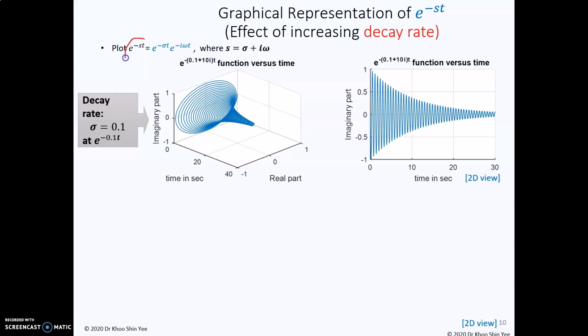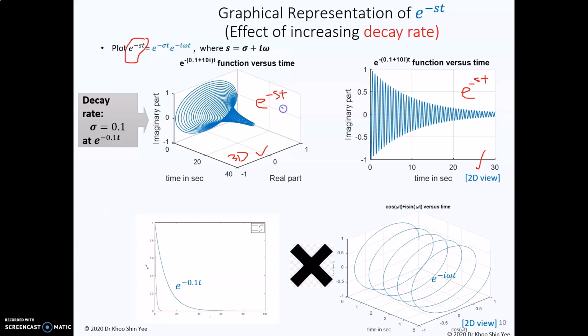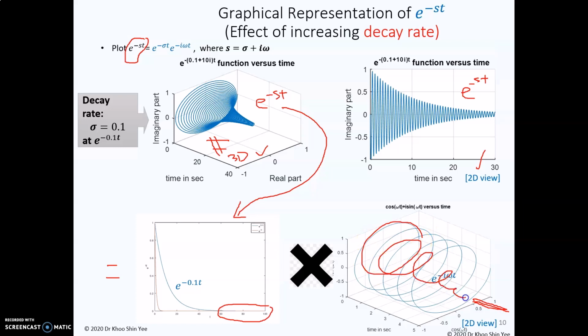So this is the graph for the exponential negative st, which is equal to exponential negative sigma t multiplied with exponential negative I omega t. This is the 3D view, and this is the 2D view for the exponential negative st. And this is the result when you take the decay function multiplied with the exponential negative I omega t function. Since you have 0 at the end of the decay function, 0 multiplied with the exponential I omega t, so in the end here you should expect 0 as well. So you rotate, and then in the end it becomes 0 like this. So with that you obtain this kind of function.